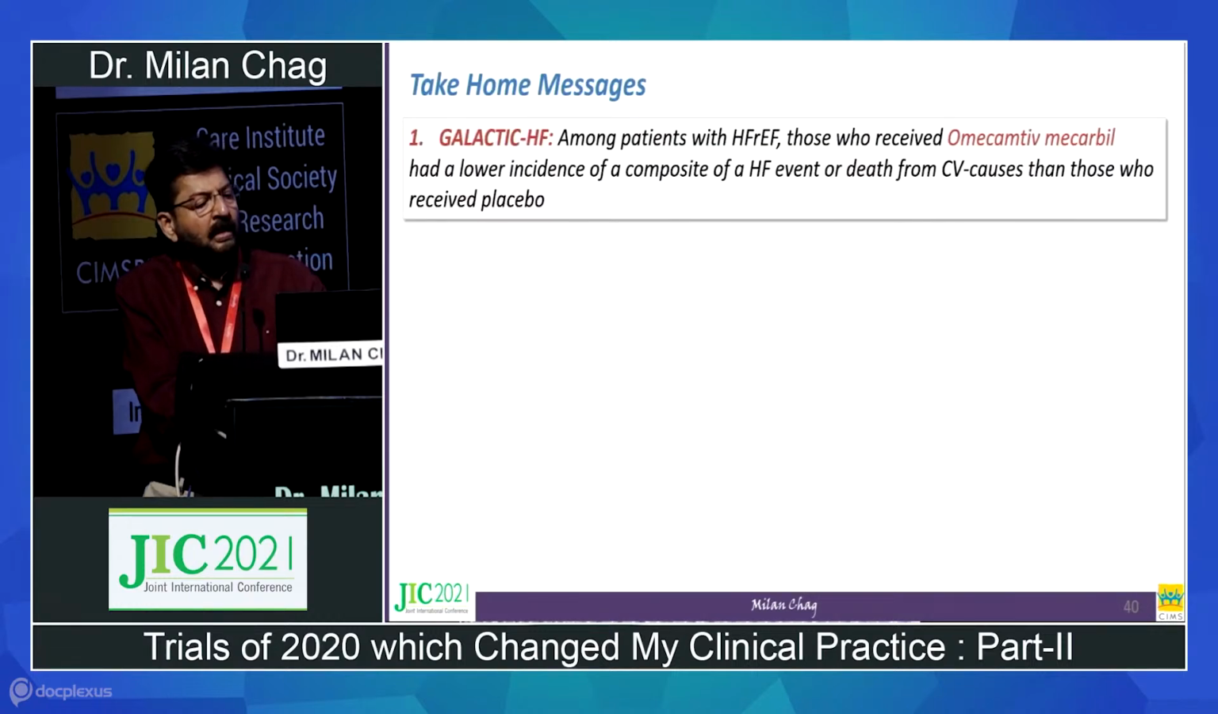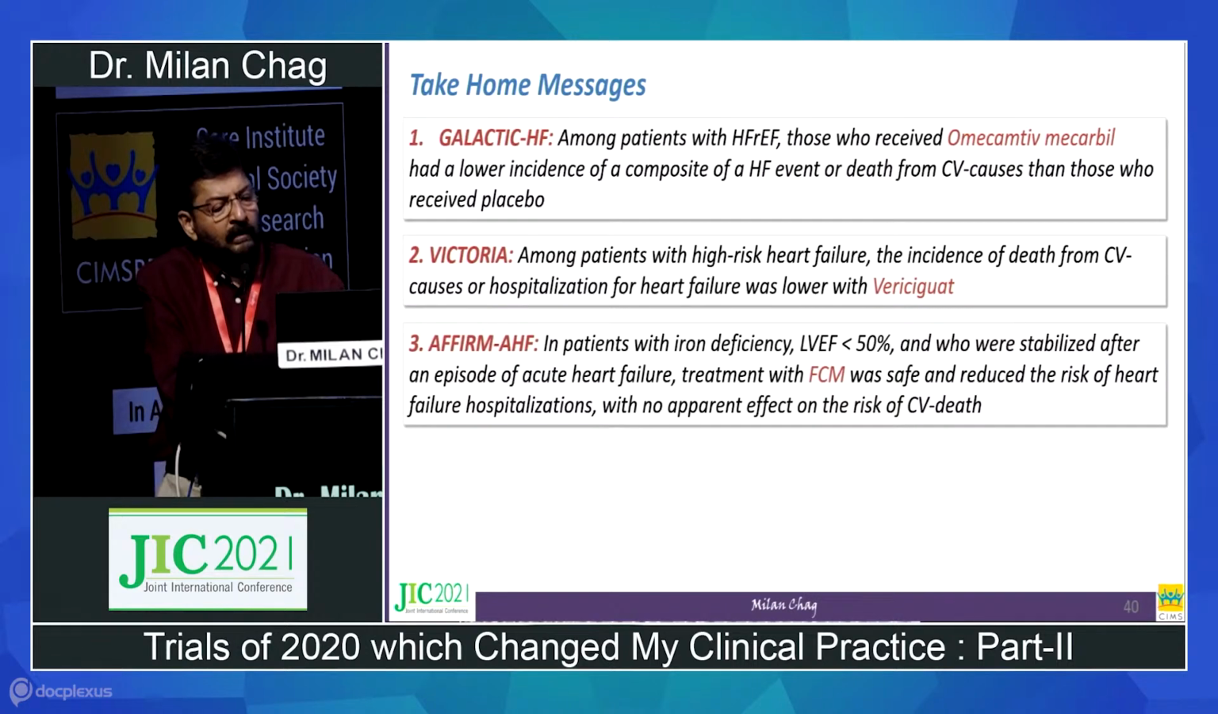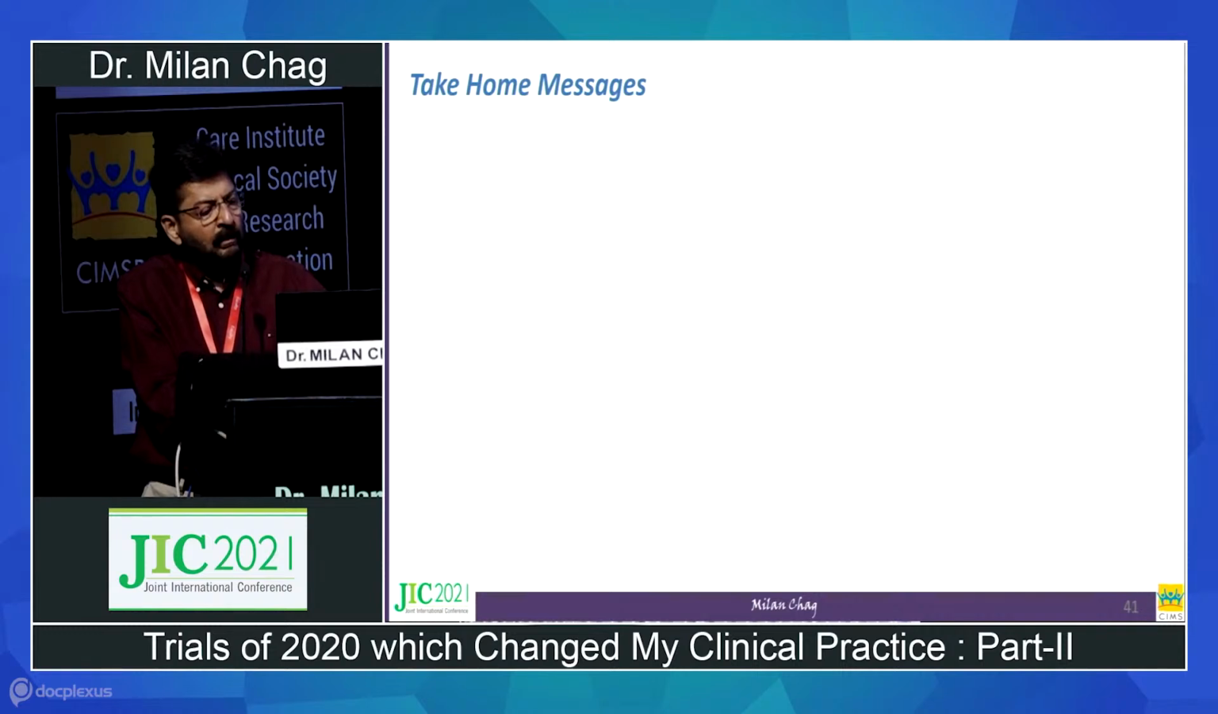So take-home message: in the GALACTIC-HF trial, among patients with heart failure with reduced ejection fraction, use of omecamtiv mecarbil is useful. In the VICTORIA trial, among high-risk, sick heart failure patients, if you use vericiguat, you are doing good. In the AFFIRM trial with acute heart failure decompensation, if the patient has associated iron deficiency and you use FCM, you are doing good. The Caravaggio trial showed that in patients with cancer and VTE, apixaban is non-inferior to dalteparin. Don't give an injection, give an oral medicine, you are doing well.